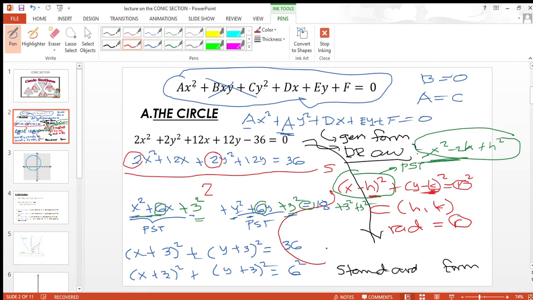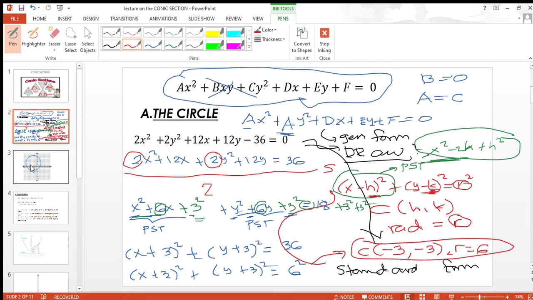it now tells us that we have a circle. This equation represents a circle wherein the center is x minus h, so h is minus 3, and then y minus k, k must be minus 3. And then the radius r is equal to 6. So that's our circle. Its center is at minus 3, 3, and the radius is equal to 6.